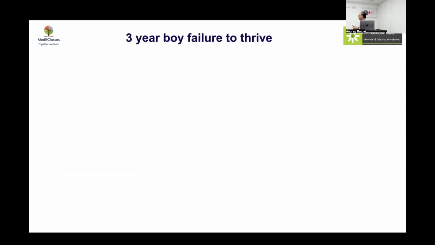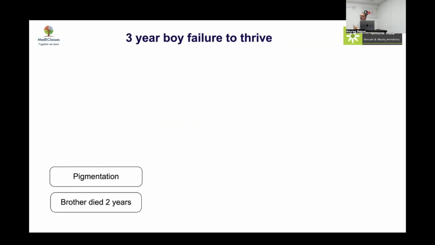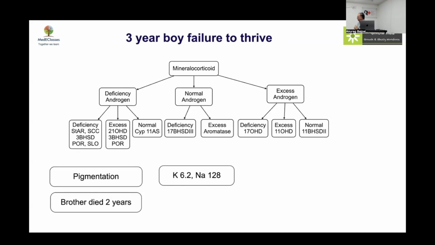Dr. Alappan, 3-year-old boy with failure to thrive. Now this child is different. There is pigmentation. Brother died at the age of 2 years. There is a clear-cut history there. There is hyponatremia and hyperkalemia. Now, how do you go about this? Adrenal deficiency is there, and genitalia is normal in this 3-year-old boy.